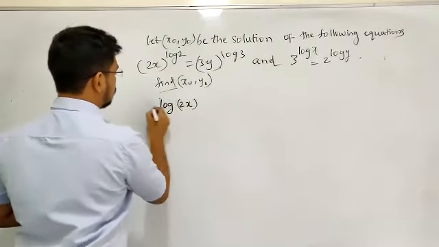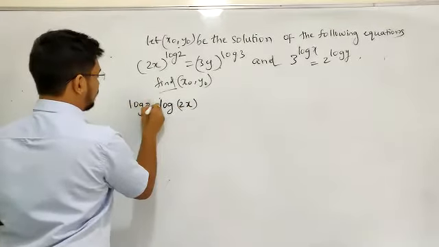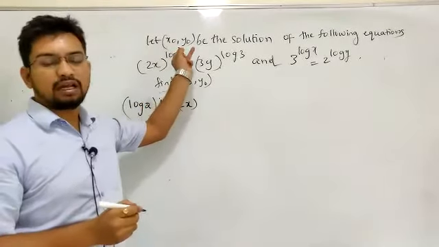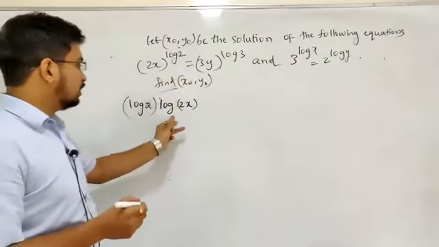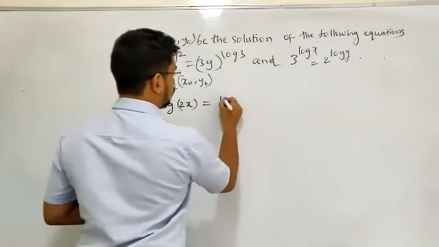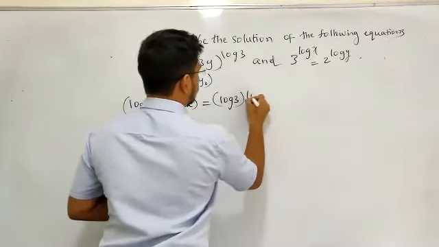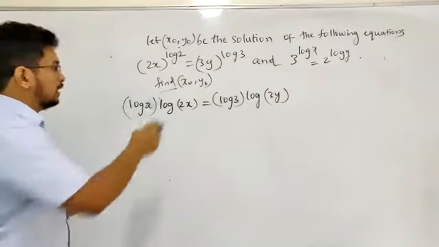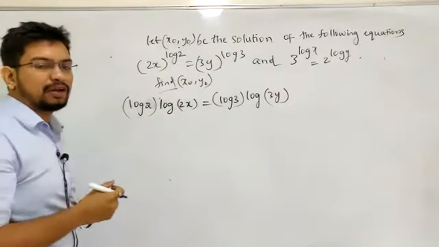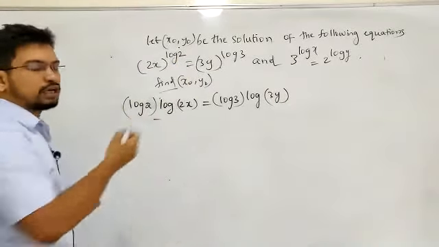If I apply logarithms on both sides, you get log of 2x into log 2. Log of a power n is n into log a. So this is log 3 into log of 3y. I'm applying logarithms here, and log of a power n, I'm writing as n into log a. That is what I wrote here.